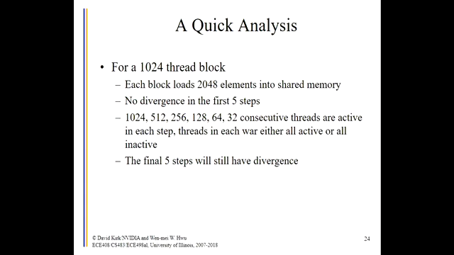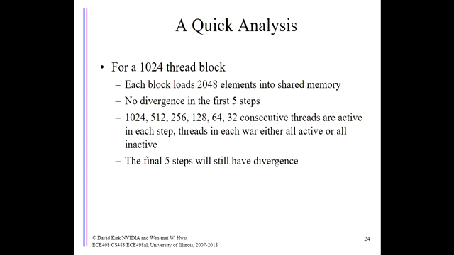So the entire warps will be turned off. The half of the warps that are active, all the threads are active, so we don't have any control divergence. We'll have essentially 1024, 512, 256, all the way down to 32 consecutive threads active.